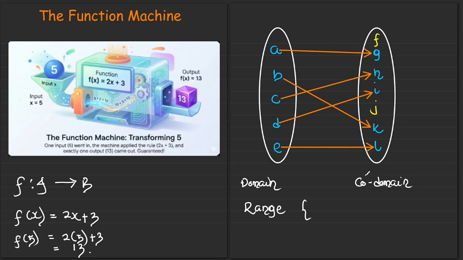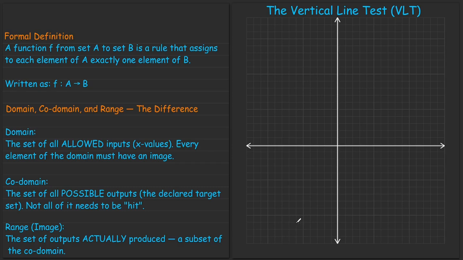So out of the codomain, J, H, I, K, and then L are what we call the range of these functions. I hope that makes sense. Now, before we start solving some questions, there is one last thing we need to know. On a graph, there is a way we can determine whether or not a function, or let's say a curve, is a function or not.